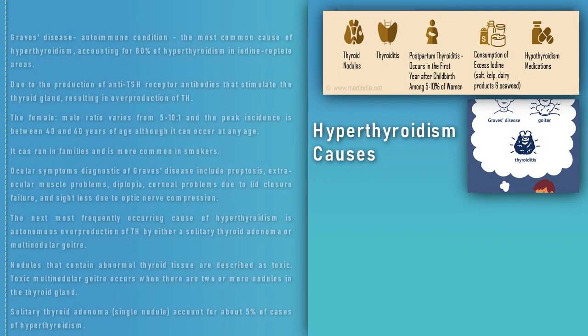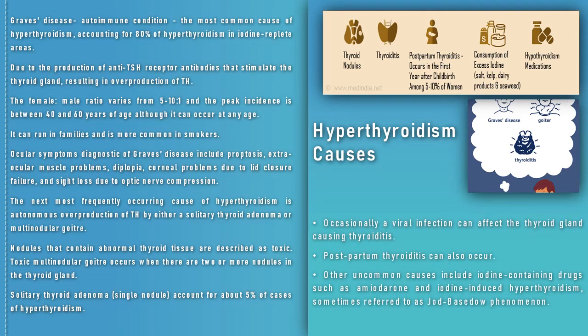Let's now consider the causes of hyperthyroidism. Graves' disease, which is an autoimmune condition, is the most common cause of hyperthyroidism, accounting for 80% of hyperthyroidism in iodine-replete areas. It is due to the production of anti-TSH receptor antibodies, which stimulate the thyroid gland, resulting in overproduction of thyroid hormone. The male to female ratios vary, and the peak incidence is between 40 and 60 years of age, although it can occur at any age. It can run in families and is also more common in smokers.